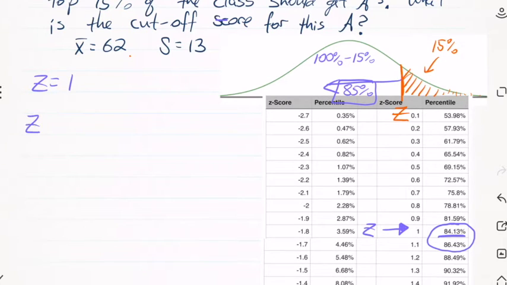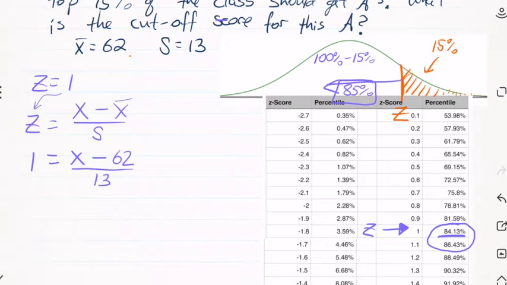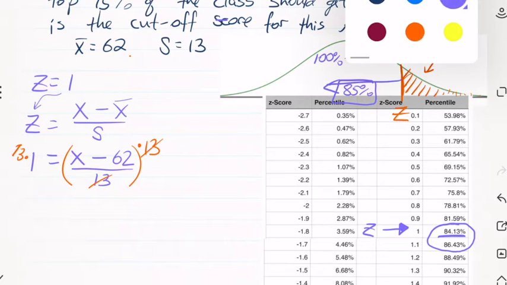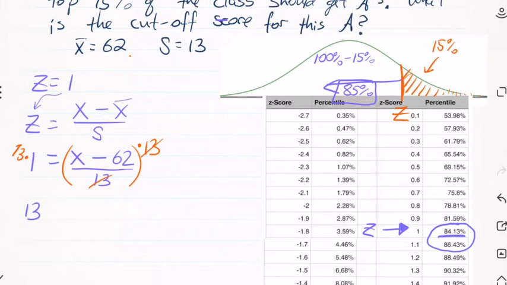And then I can go z is equal to x minus x bar over s and plug in what I know. So z is equal to 1. X is the cutoff score I'm looking for. X bar is 62, and the standard deviation is 13. And just like before, I'm going to multiply both sides by 13, and the 13s over here will cancel. And we'll be left with 13 on this side is equal to x minus 62.